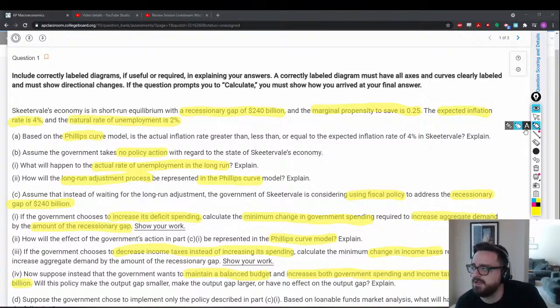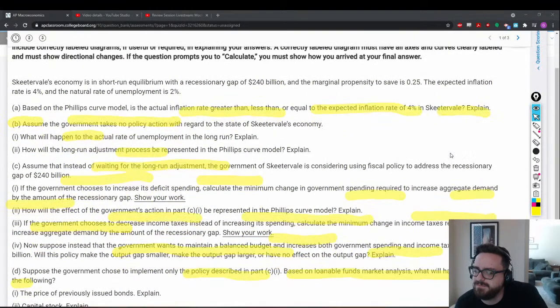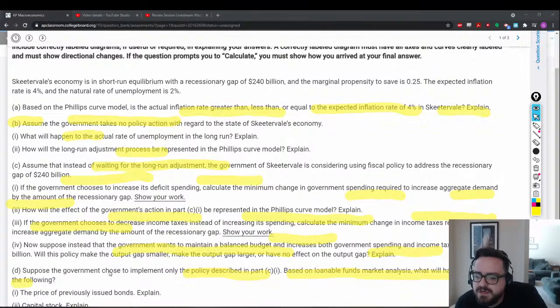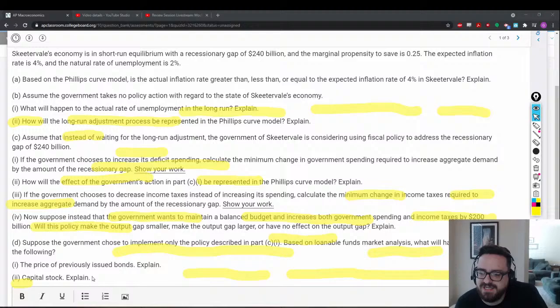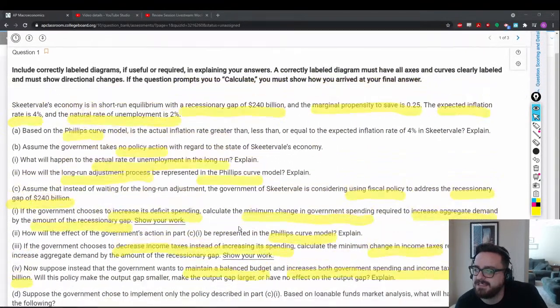This is going to mess up when I scroll. I apologize for this. When the government chooses to implement the policy action in Part C, loanable funds market, this actually works for a highlighter. And then what's going to happen to the price of previously issued bonds and capital stock? Oh my God. There's a lot of stuff here. Okay. Reading time still going on.